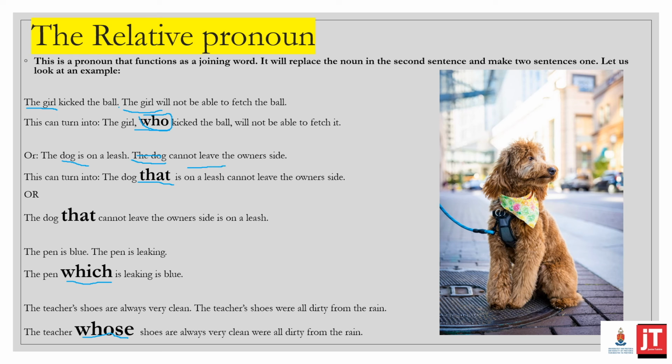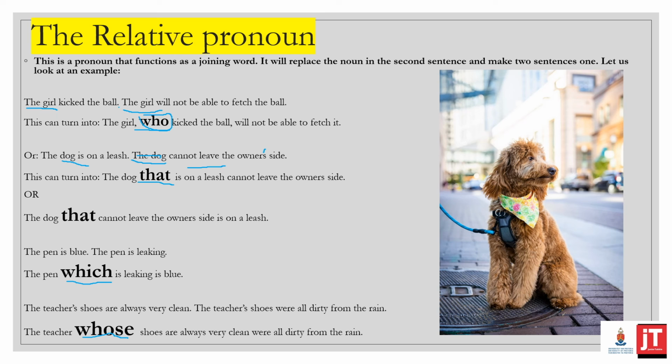Okay, so: The dog is on a leash. The dog cannot leave the owner's side. Oops, we're missing something. What are we missing, guys? We're missing an apostrophe before the S because there's only one owner. If there were multiple owners, then we would obviously move the apostrophe after the S. But let's just say.